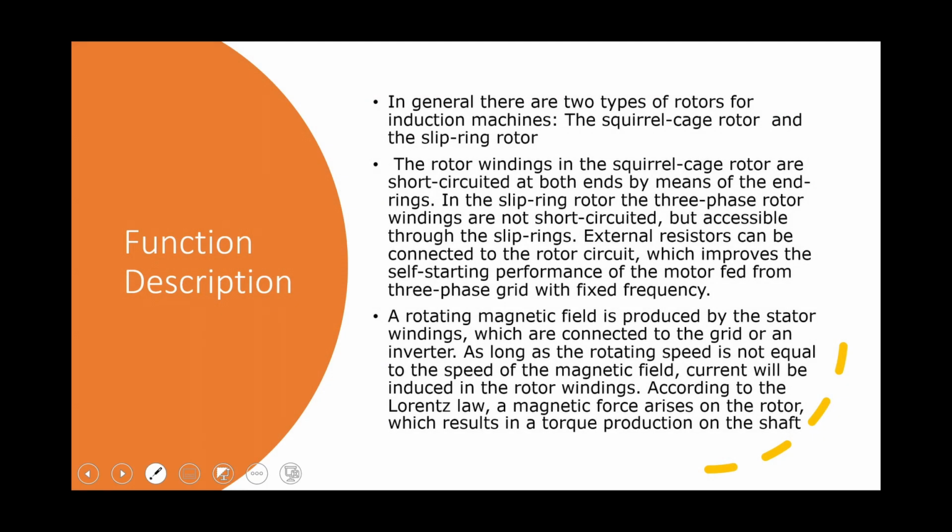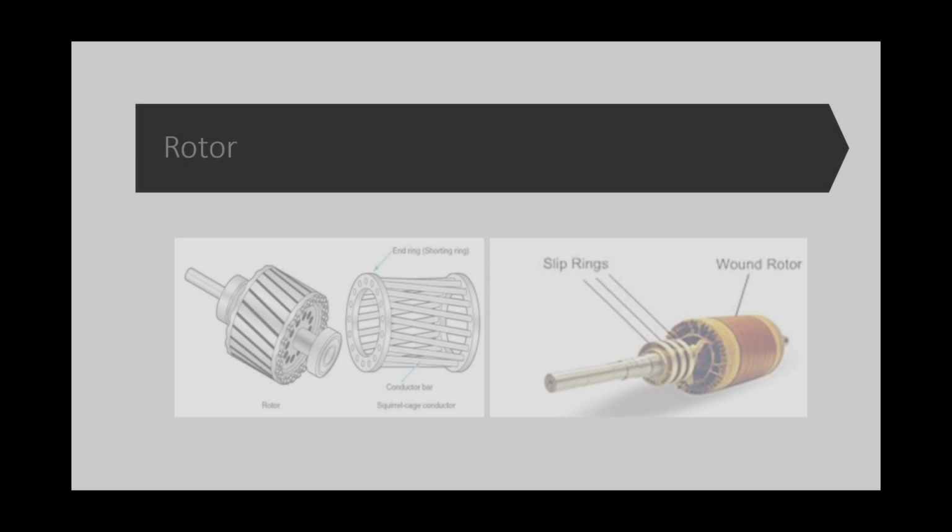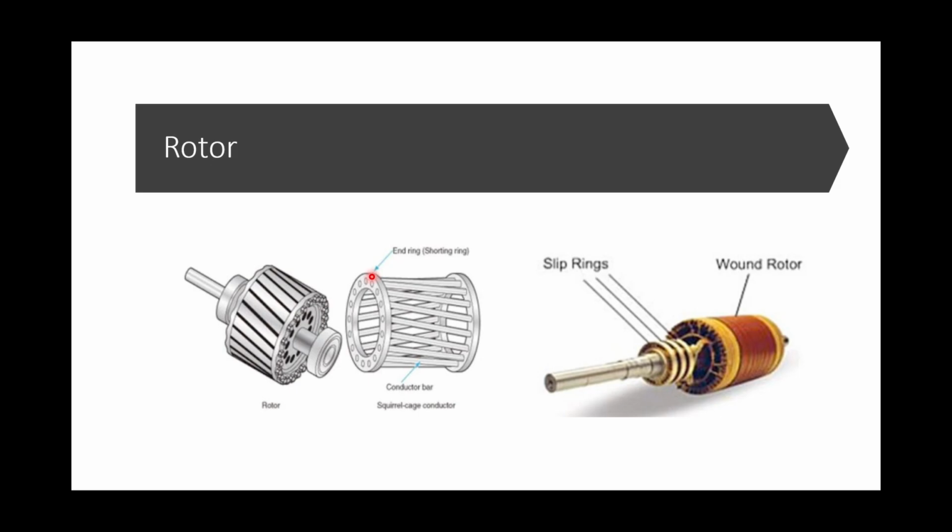The rotor windings in the squirrel cage are short circuited at both ends by means of the end rings. If we see the picture, these are the end rings where they are short circuited. In the slip ring rotor, the windings are not short circuited, but the three-phase rotor windings are accessible externally through the slip rings. So what is the difference here? Here you cannot access the winding from the outside, but here you can access it from outside.